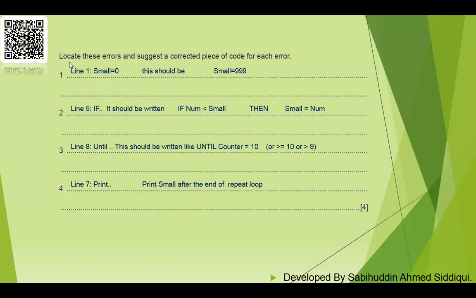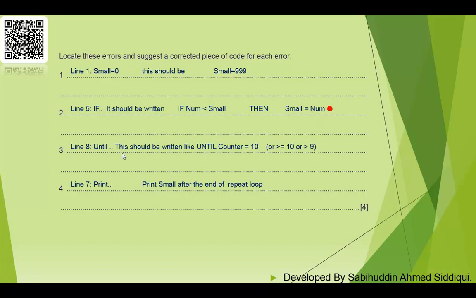On line numbers we have located the errors. On line 1, small was 0, this should be small 999 because you are taking the numbers in 3 digits. Line 5, it should be written, if number less than small, again you can see the highlighted, this was the error. Now you have corrected, then small equals to num, because you are receiving the value in num, that is why num should be assigned to small, right? So this is the correction point which I have highlighted here with the red circle, right?